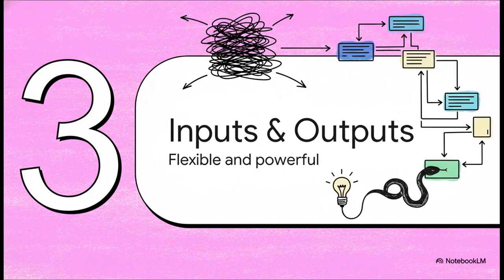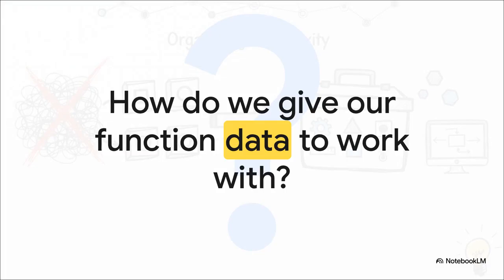Okay, so a function that does the exact same thing every single time, that's useful, sure. But the real power, the real magic, happens when a function can adapt, when it can take in different information and give you back different results. This is where we start talking about giving our functions inputs and getting outputs back. Which, of course, leads to the big question, right? How do we actually get our data, a specific person's height and weight, into our shiny new calculate BMI function?